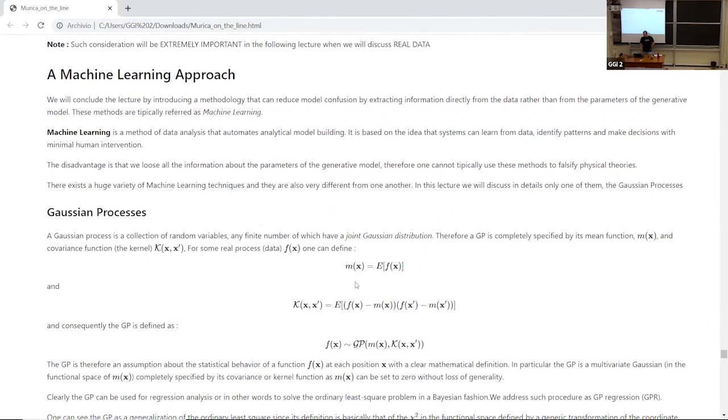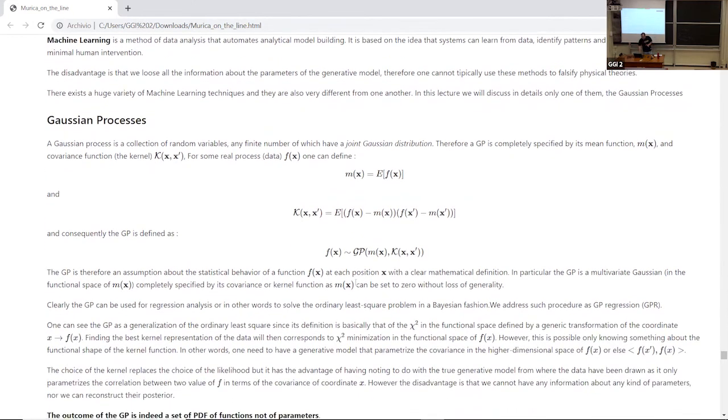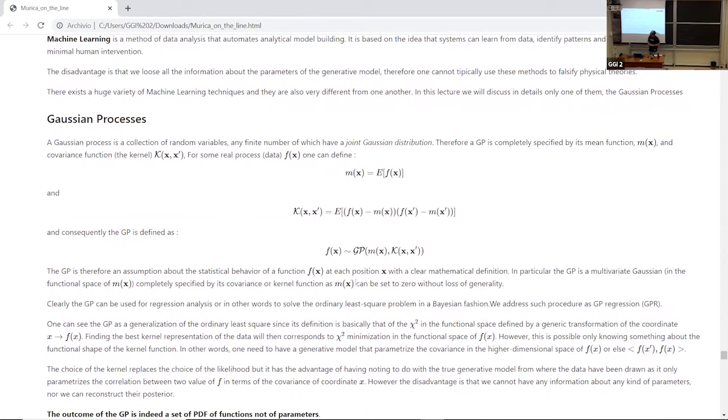So far, I will show you only one machine learning technique because there are plenty of them and they're all completely different. So I prefer to analyze one precise model of machine learning, which is the Gaussian process. Gaussian processes are basically very simple, because they assume that the data set is a collection of random variables, any finite number of which has a joint Gaussian distribution. So they're described by the multivariate Gaussian. But instead of looking at the parameters that generate the model, you look at the function that describes the model. So the GP is a multivariate Gaussian in the functional space of the data.